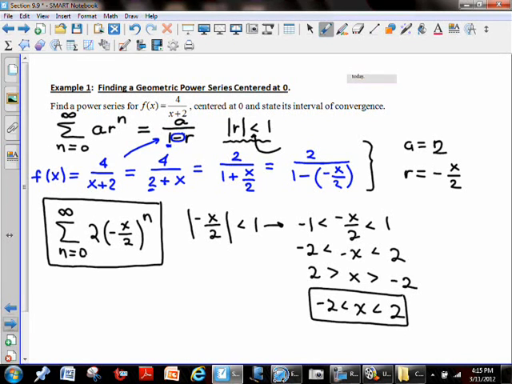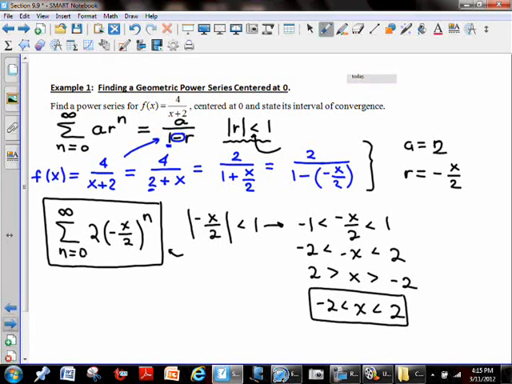A lot of students think that you still have to go through the process of checking the endpoints, just as you would if you were, say, performing the ratio test on this particular problem. But that's not necessary because the geometric representation here of the convergence says it is strictly less than. And I'll invite you to try plugging a -2 in for this power series and find that you will not converge at the endpoints.